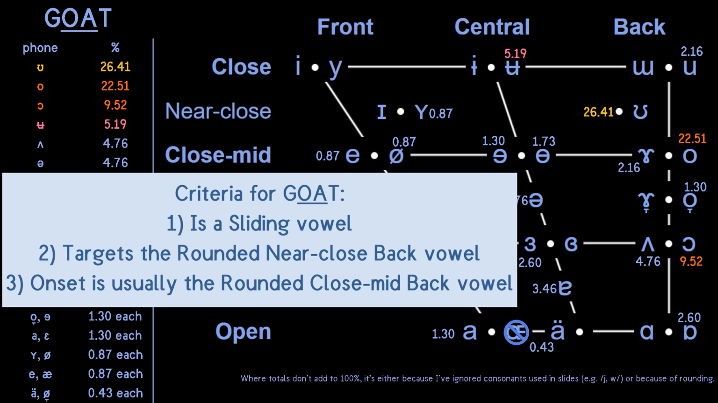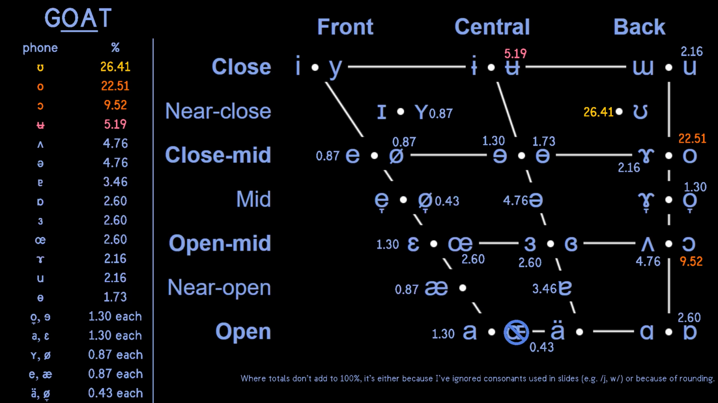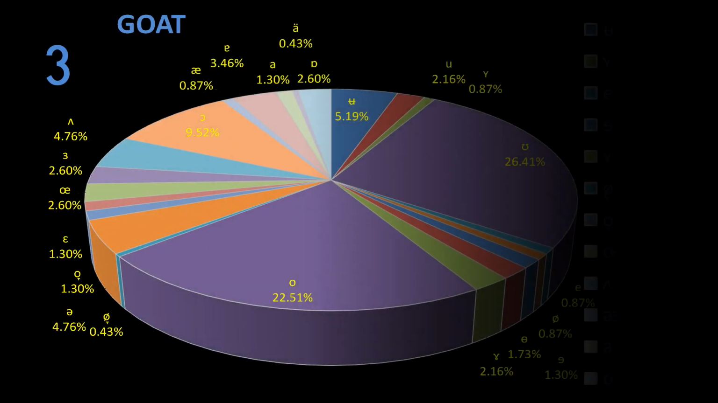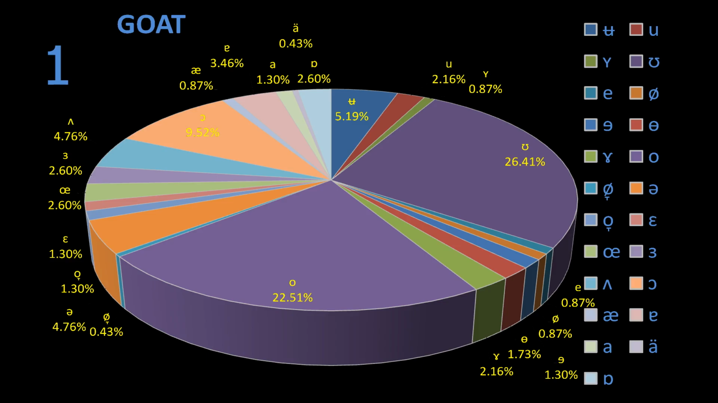In light of that, would you agree that it's reasonable to designate the rounded close mid back vowel as its usual onset? Obviously, there is a lot of variation when it comes to the goat vowel, but its pie chart makes it pretty clear which phones are dominant.